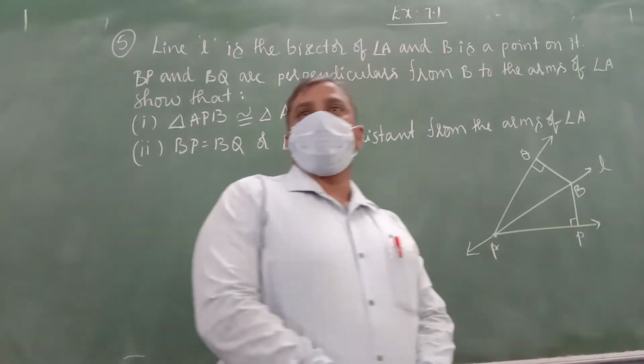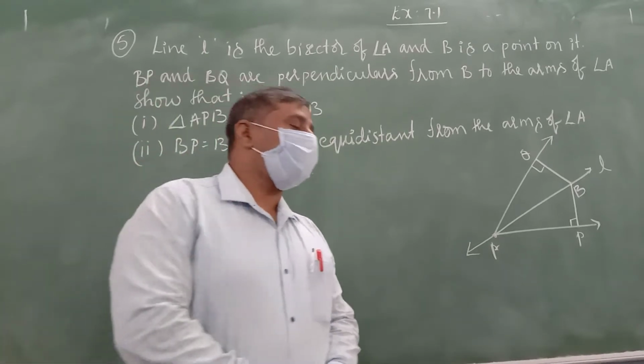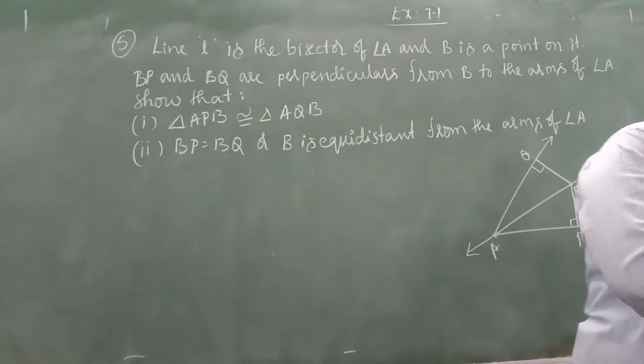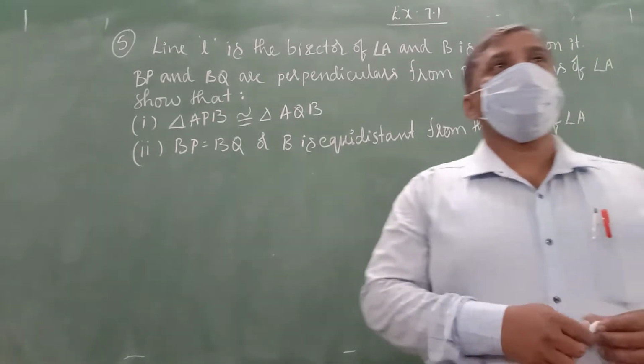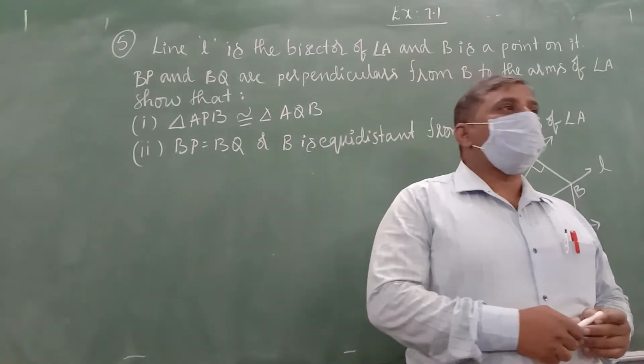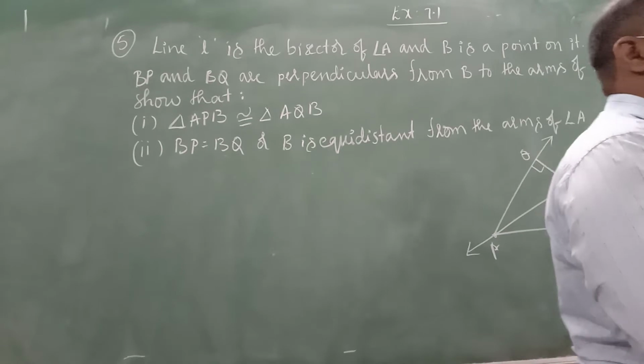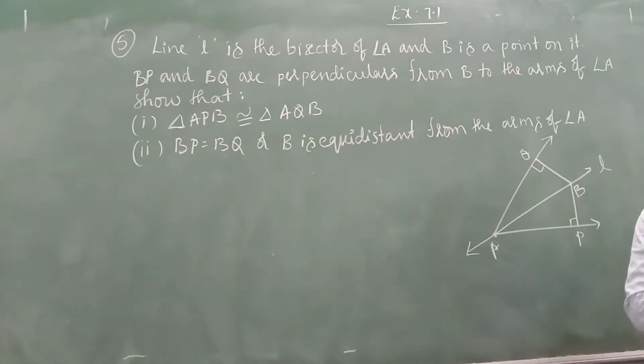In the last class, we discussed the triangles chapter. In that, we studied two congruency criteria: SAS, AAS or ASA, and theorems related to isosceles triangles. That is 7.2 and 7.3. And we were discussing exercise number 7.1. In that, the fifth question: line L is the bisector of angle A.